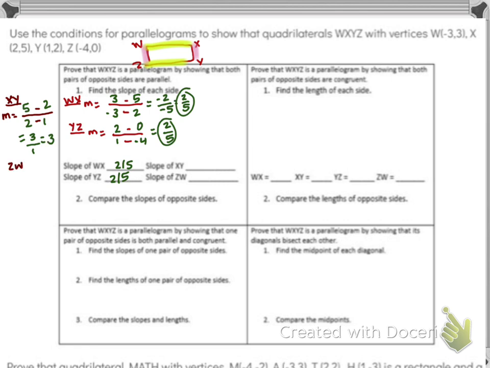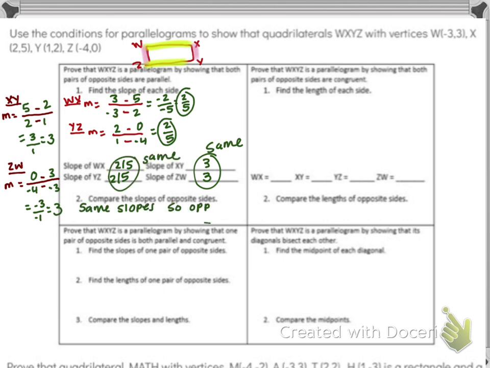Let's do the same thing for ZW. Z is -4, 0, so -4 at the bottom, 0 at the top. W is -3, 3, so -3 at the bottom, 3 at the top. Go ahead and put that in your calculator or just do it in your head. That would be -3 over -1, which is negative over negative, so positive, 3 divided by 1, which is 3. So they both have an answer of 3, which means they have the same slope. So opposite sides are parallel. I'm hoping this is kind of what you got for this question.